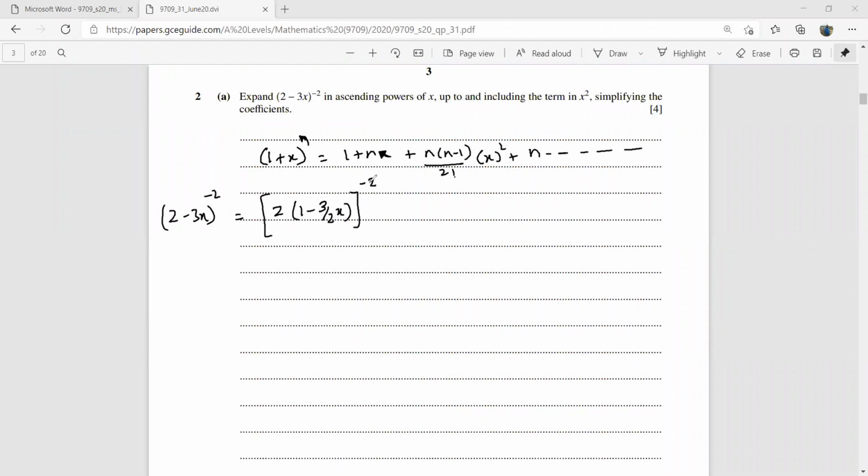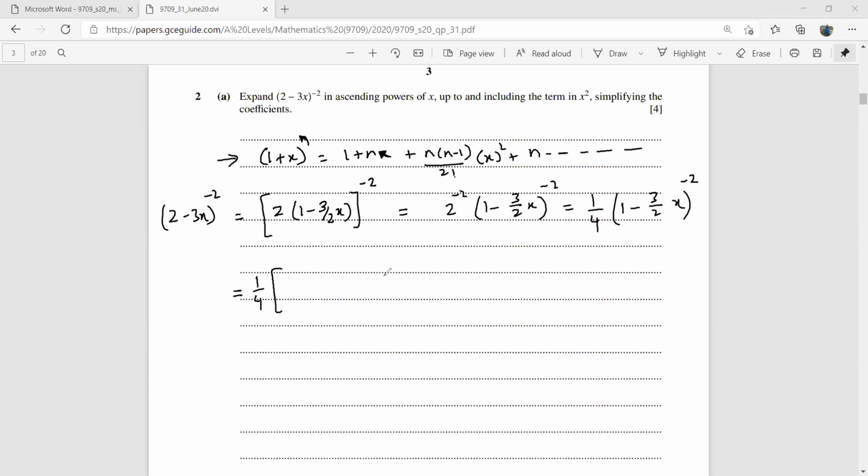Now we can switch these powers onto it. So this is 2 raised to power minus 2 into 1 minus 3 over 2x to the power minus 2. And this becomes 1 over 4 into 1 minus 3 over 2x to the power minus 2. And again, you will see that I'll be using the calculator maybe at the very end. This is 1 over 4 using this formula here, okay?